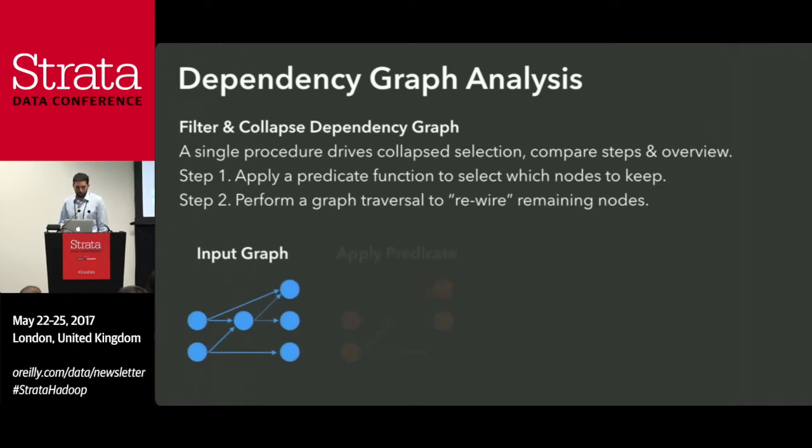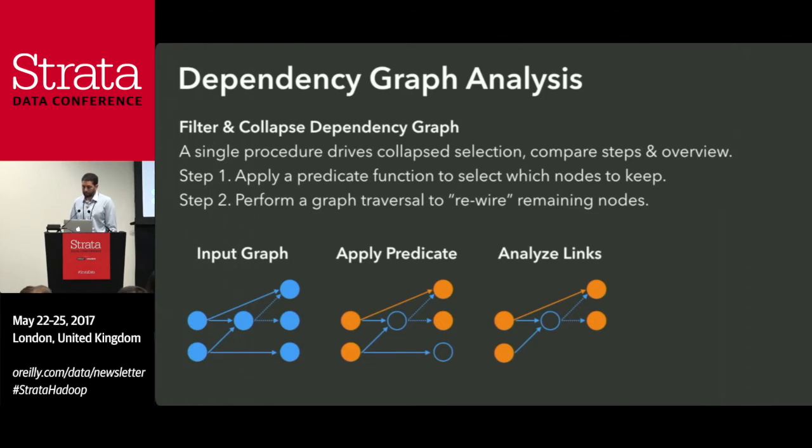So if you start with an input graph here, we can apply a predicate, analyze the links, and then finally collapse this into the output graph.